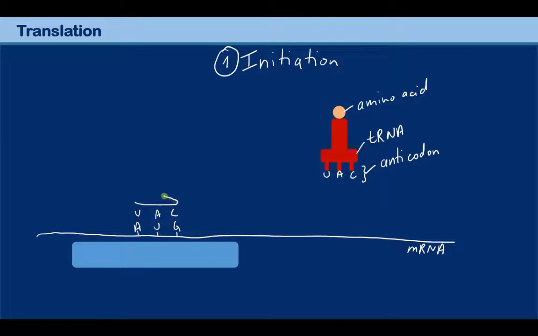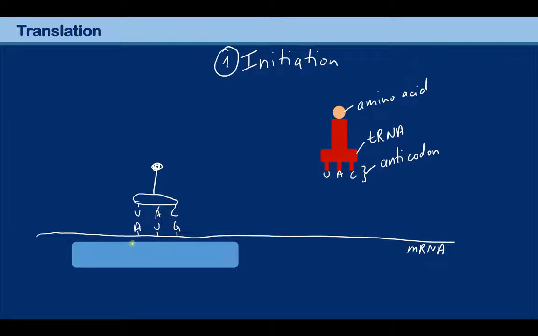So that is now my tRNA, and over here I have my amino acid, right? The anticodon is down here. And the thing is the following: it's complementary, so it matches, and it always starts at AUG. That is really important.